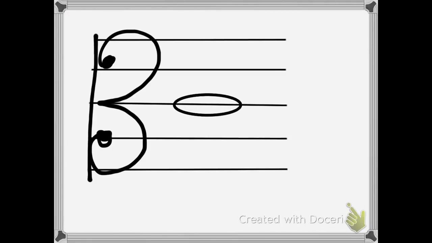This note. It's a line note. Should be pretty easy because it is our clef name. It's C. What is this note? If you said E, you're correct. What is this note? If you said G, you're correct.